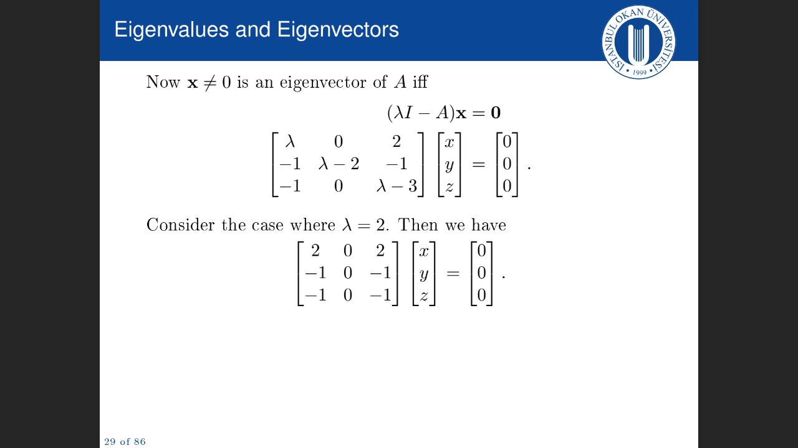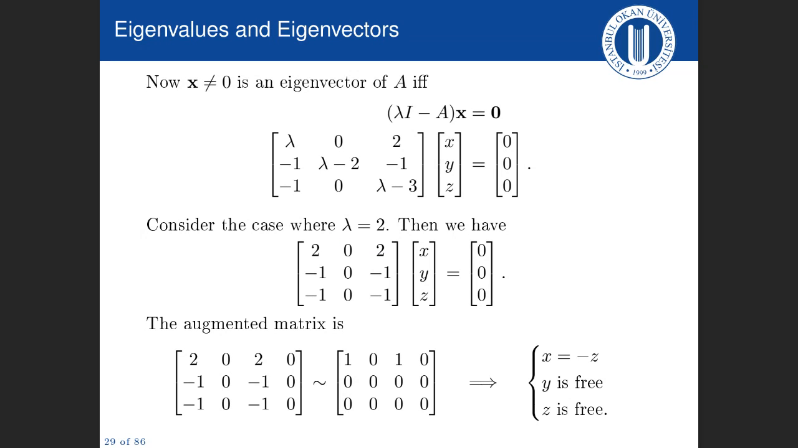First, let's do lambda equal to 2. If we replace every lambda by 2, then we get the linear system [2, 0, 2; -1, 0, -1; -1, 0, -1] times [x, y, z] equals [0, 0, 0]. We need to find all of the solutions to this homogeneous linear system. And how do we solve linear systems? We row reduce the augmented matrix. The augmented matrix is [2, 0, 2, 0; -1, 0, -1, 0; -1, 0, -1, 0].